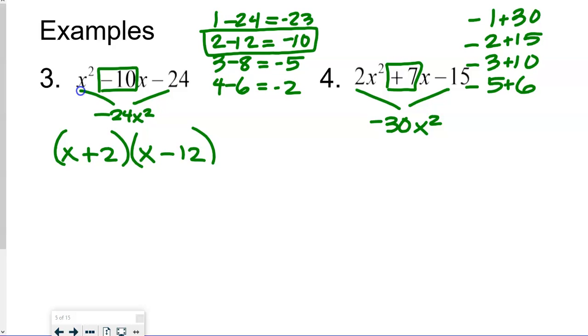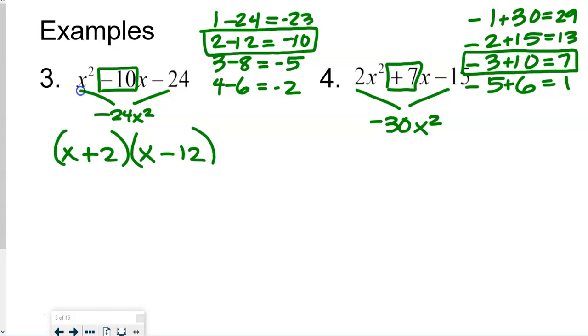So now again, we're trying to figure out when we get positive 7. So here we would get 29. Here we would get 13. Here we would get 7. Now we could keep going, right? But we got our answer right there. So those are going to be our factors.